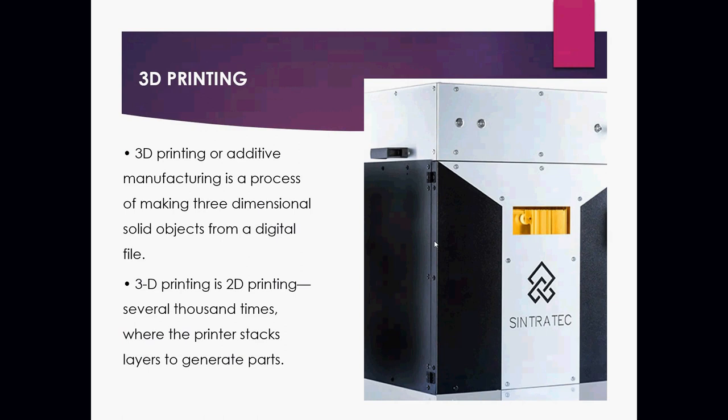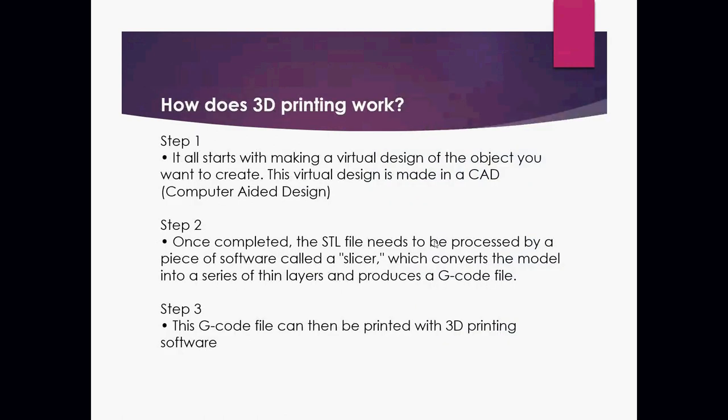3D printing, or by a different name, additive manufacturing, is the process of making a three-dimensional solid object from a digital file. So we first have to create a virtual design of the object using CAD, or computer-aided design. Then we take that design and convert it to an STL file, which needs to be processed by another software called a slicer that will convert your dosage form into thin layers, slices. Then it will produce a G-code file. This G-code file, we can take to the 3D printer. Then we can start the work and print.